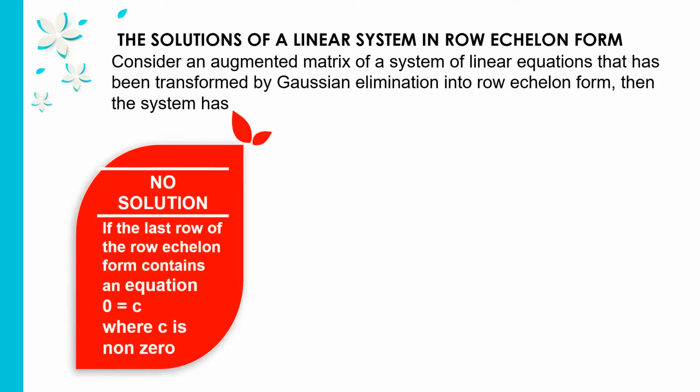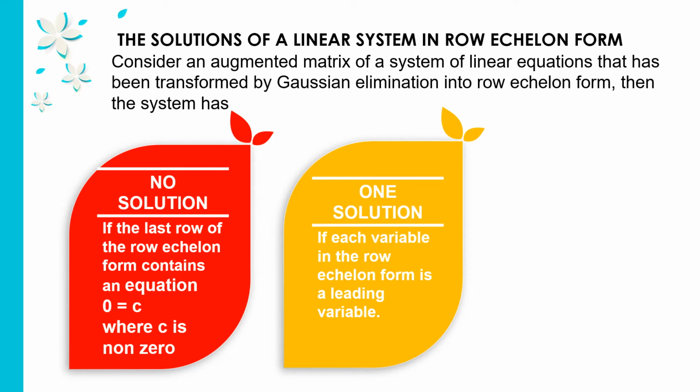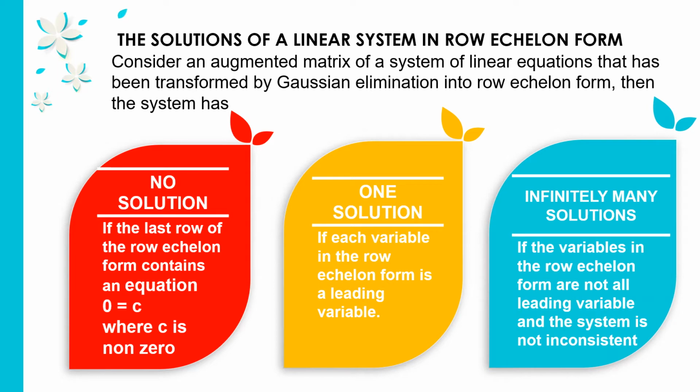Then the system has no solution if the last row of the row echelon form contains an equation 0 equals C, where C is non-zero, or a system can have one solution if each variable in the row echelon form is a leading variable, or infinitely many solutions if the variables in the row echelon form are not all leading variables and the system is not inconsistent.